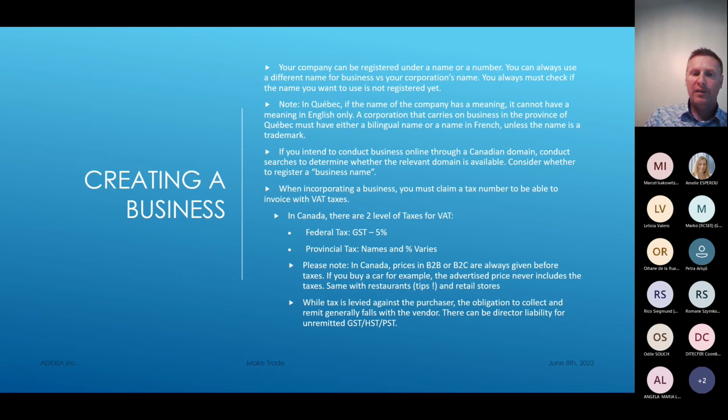In terms of tax, so I've mentioned federal, provincial. There are some provinces that have decided to harmonize their taxes, so they include the provincial and the federal in one unit tax. It's called the HST, the harmonized sales tax, and that's 13%, and that's what is being used in Ontario, for example.